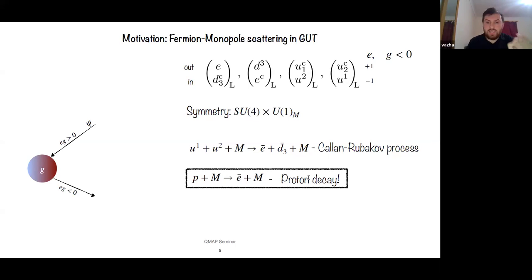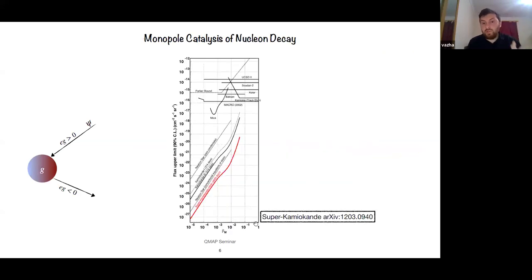This is one of the well-known Callan-Rubakov processes, and this is the underlying mechanism of proton decay. That is exactly why this scattering process and understanding of this is super interesting and important, because it is the mechanism behind monopole catalysis of proton decay, and monopole catalysis of proton decay sets the strongest bounds on monopole abundance in our universe. To see this, we can look at bounds coming from Super-Kamiokande. You see this red bound that is the result of the Super-Kamiokande search, and it uses monopole catalysis of proton decay.